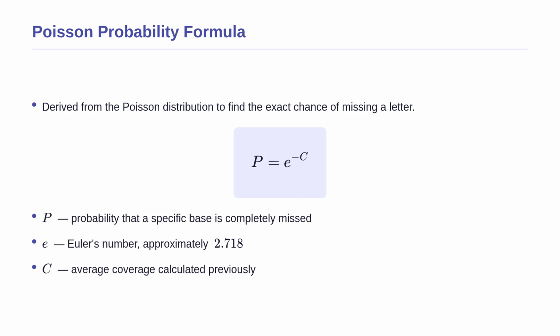This elegant formula tells us that as the coverage C increases, the probability P of missing a section drops exponentially toward 0. This perfectly explains why high coverage is absolutely critical.